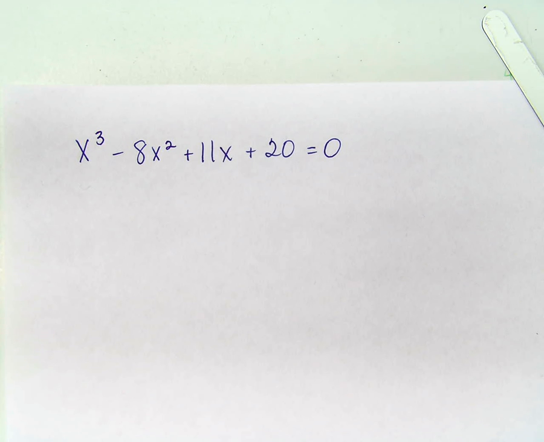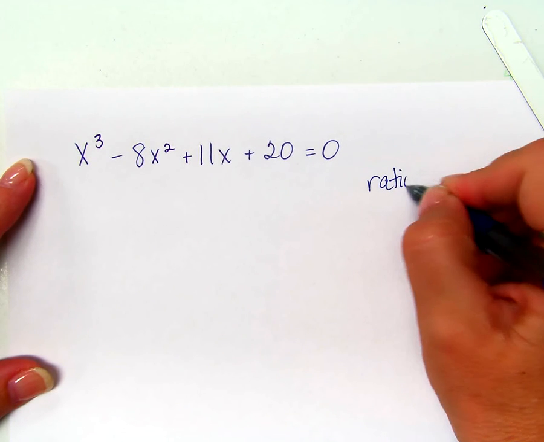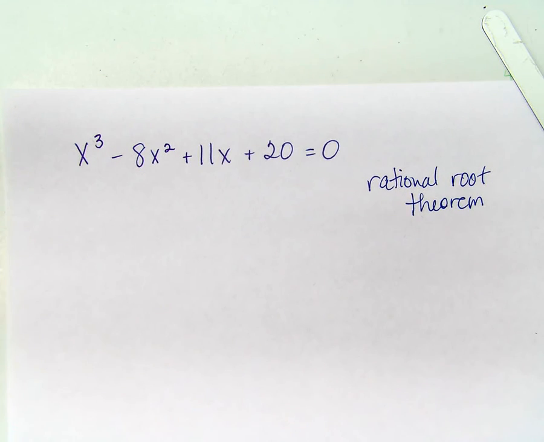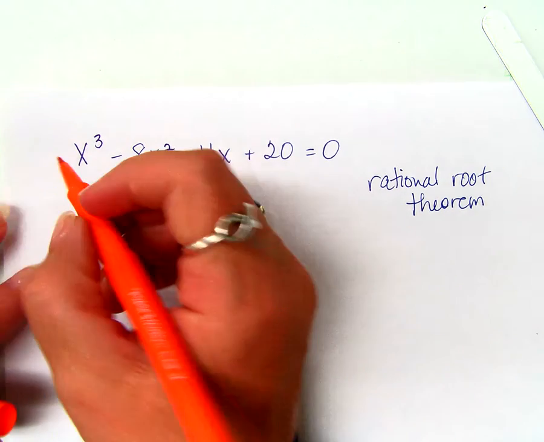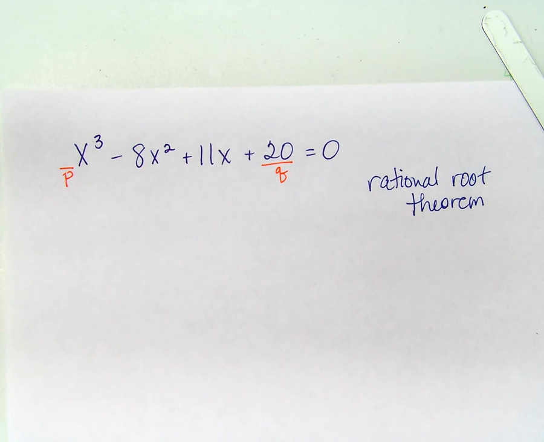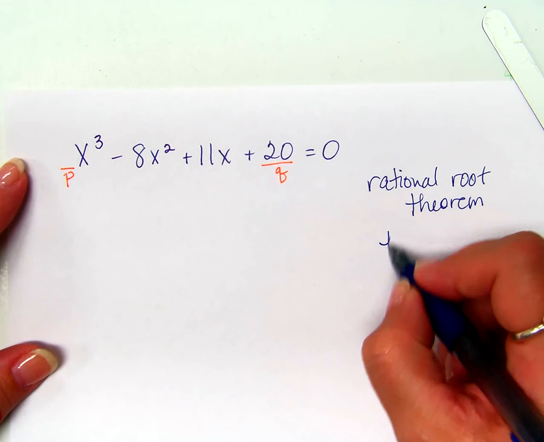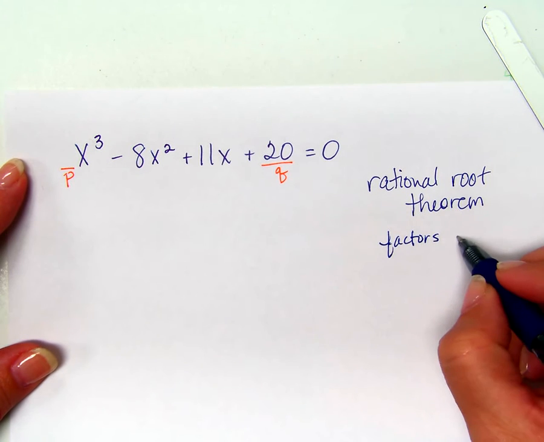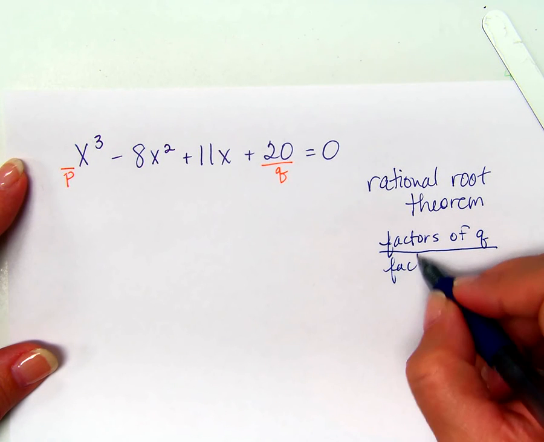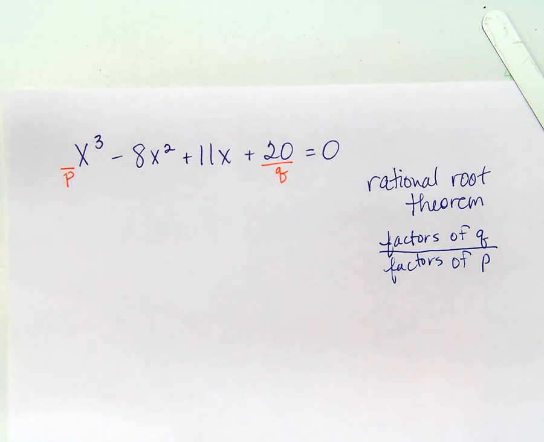Oh, there's a way. That way is called the rational root theorem. If we call this number P and we call this number Q, the rational root theorem says we should really try not all the numbers, but the factors of Q divided by the factors of P. That's what I should try.